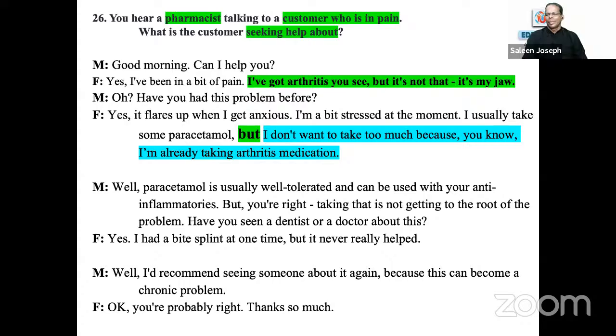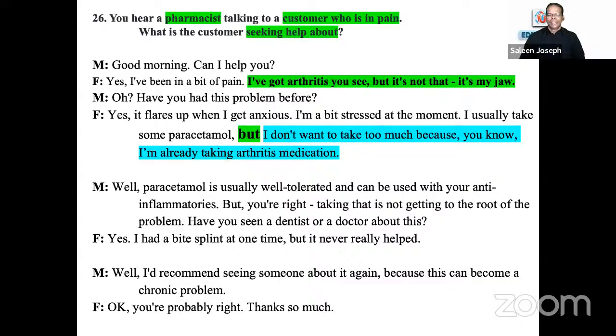First option says arthritic pain. It's my jaw. Okay, then, but I don't want to take too much because I am already taking arthritis medication. C. Interaction between. Now you see, after "but" there is the answer. I don't want to take too much because too much of what? Medication. Paracetamol. But I don't want to take too much because I'm already taking arthritis medication. That's a possibility of drug interaction.